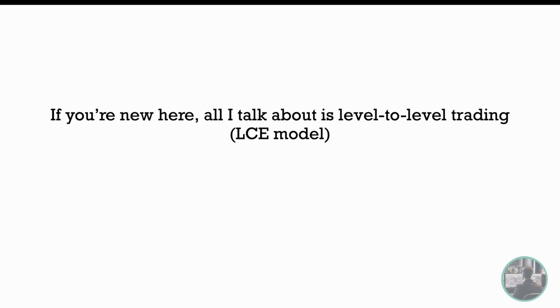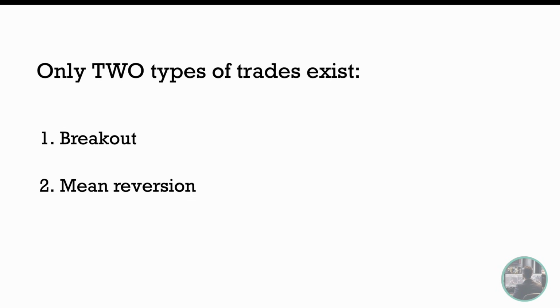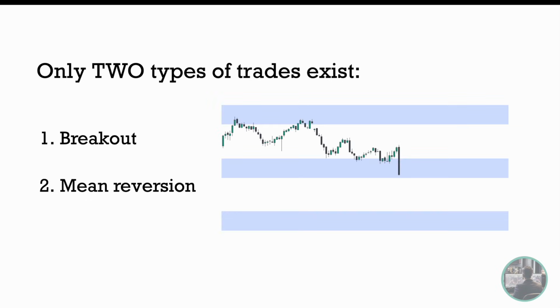Supply and demand levels are absolutely critical to what we do. But what's important when we're trading the LCE model is knowing what type of trade we're in. You see, no matter what, there are just two types of trades that exist: breakout and mean reversion. Price will either return to the level it just came from or break out to the next level. Every trade can be simplified into one of these two.